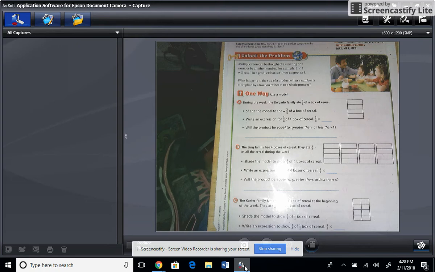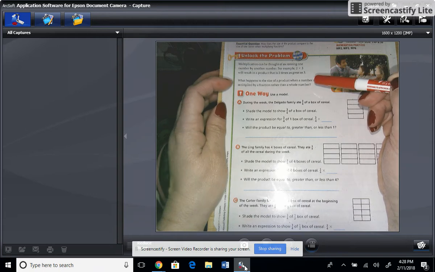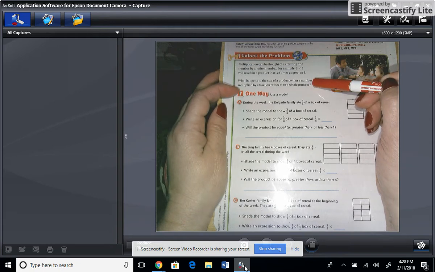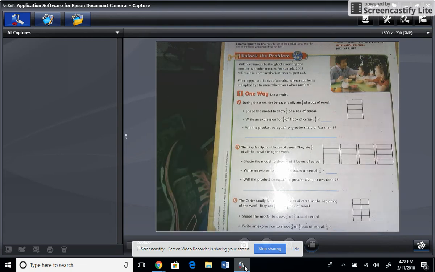What happens to the size of the product when the number is multiplied by a fraction? So when we multiply two whole numbers, we're going to get a greater number. But what happens when we multiply a fraction by a whole number? Well, we're only taking a part of that whole number. What are we going to get? Well, we can look at it this way.